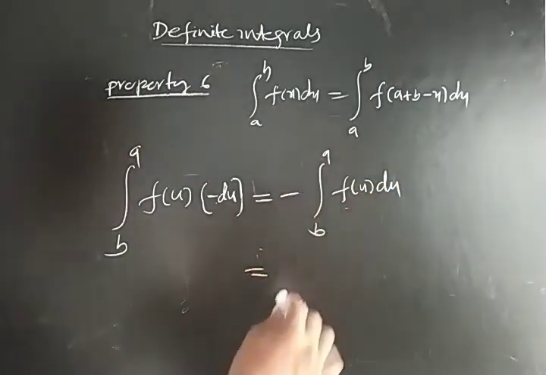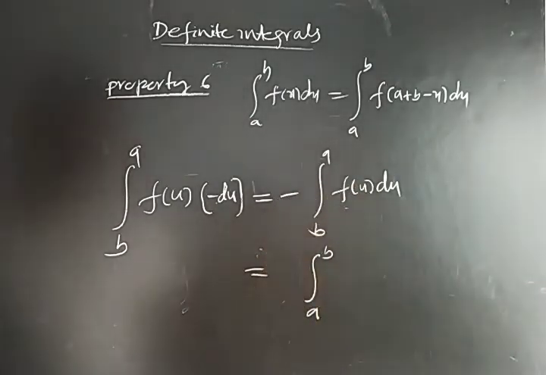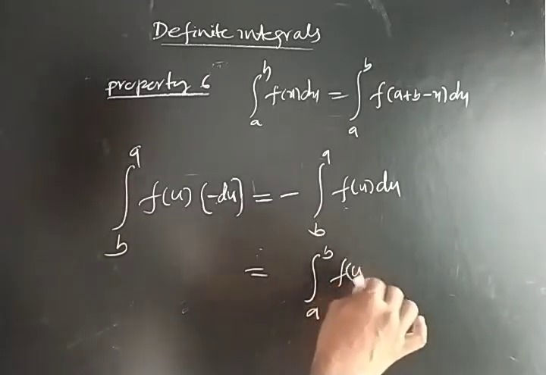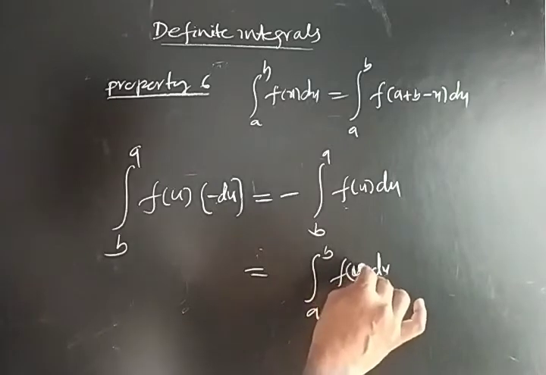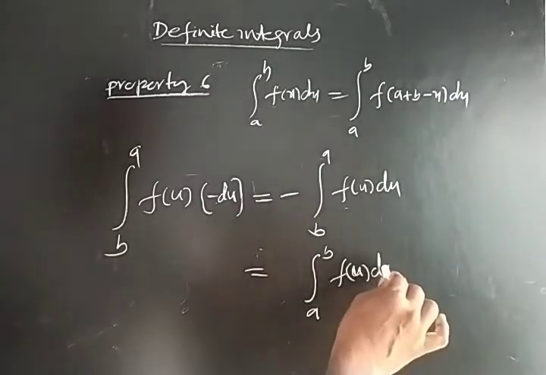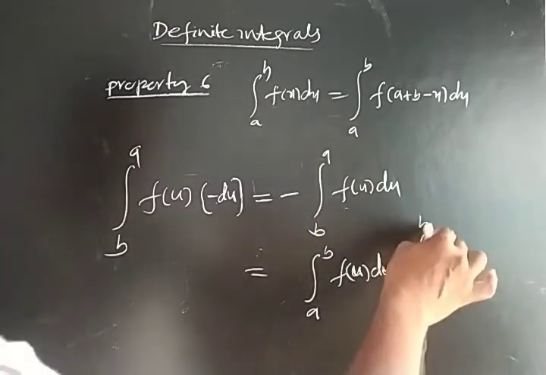To remove this minus, I am interchanging the limits again, a to b. By interchanging the limits, minus becomes plus, so f of u du. And we know that we can change the variable: in place of u we can write x, and in place of x we can write u also. So here f of u du from a to b, we can write this as the integral from a to b of f of x dx.